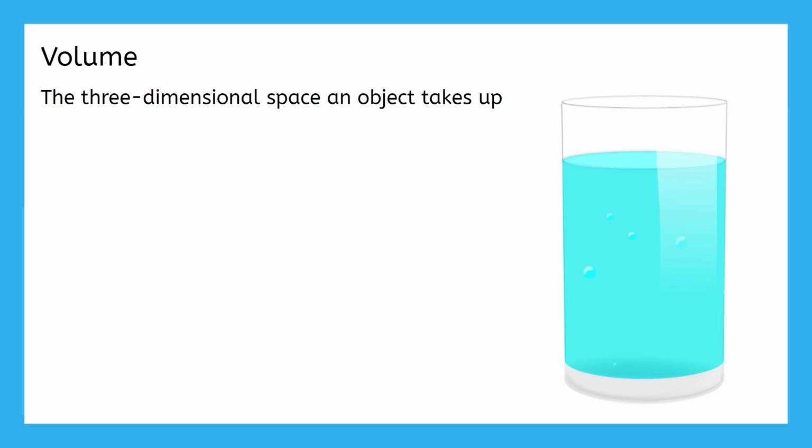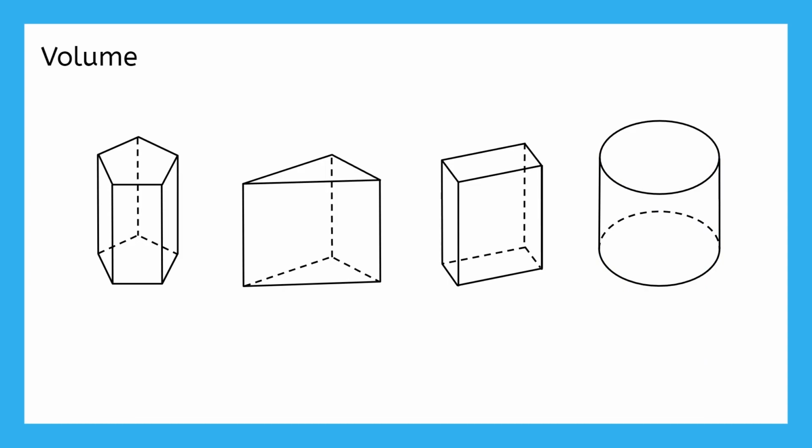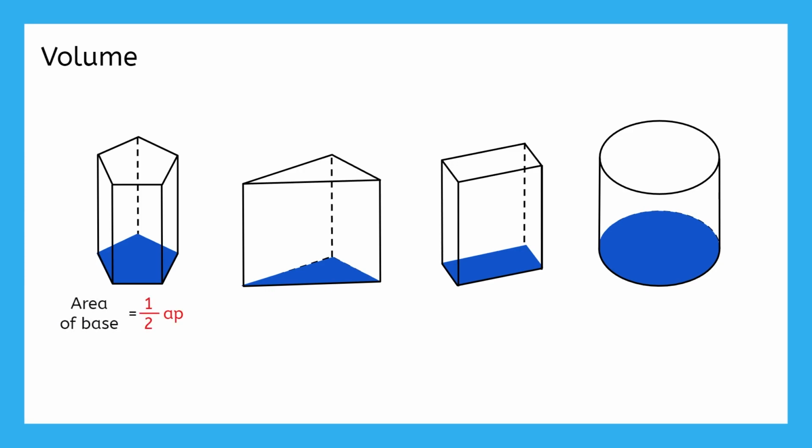Now my question for you is, were you able to figure out how to calculate the volume of prisms and cylinders? What if they have bases like these? Here we have a regular pentagon, a triangle, a rectangle, and a circle. If only we knew how to find the area of each of these, then maybe that could help us. Oh wait, we do! We've already learned that in this course.